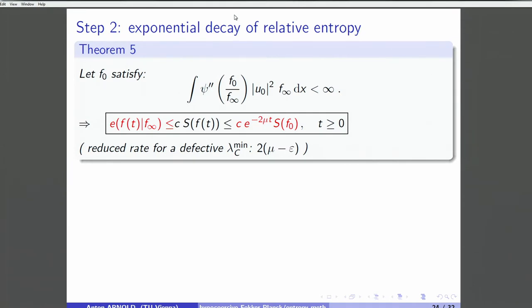So as I said, the entropy method always comes in two steps. First, exponential decay of the entropy dissipation. Secondly, exponential decay of the relative entropy. Let me briefly recall how we did that step in this, say, standard entropy method. We had a differential inequality for the dissipation rate, and then we just integrated it in time, and we were done.